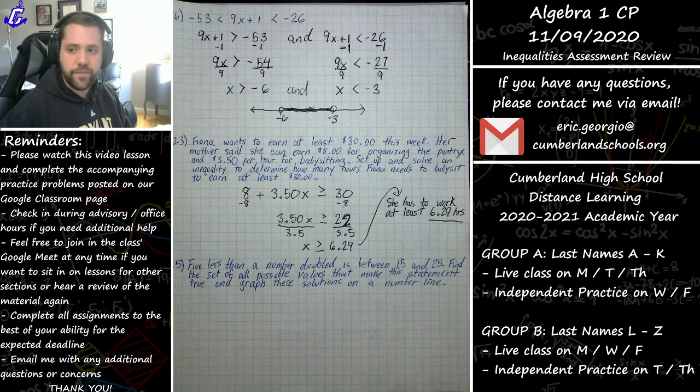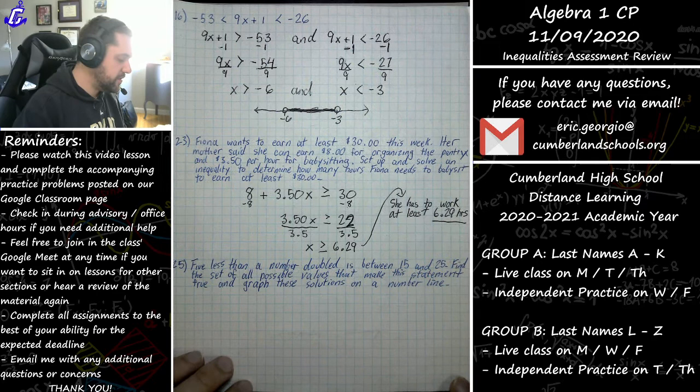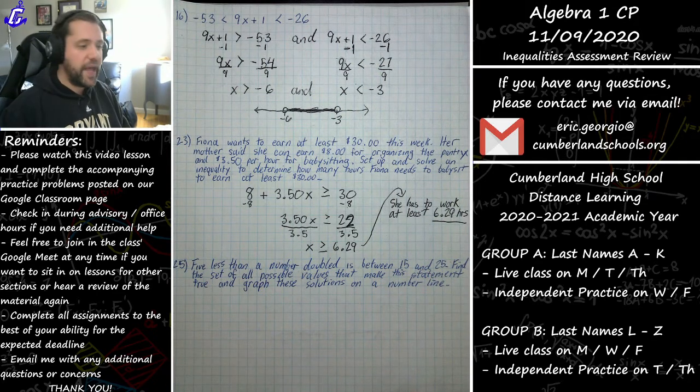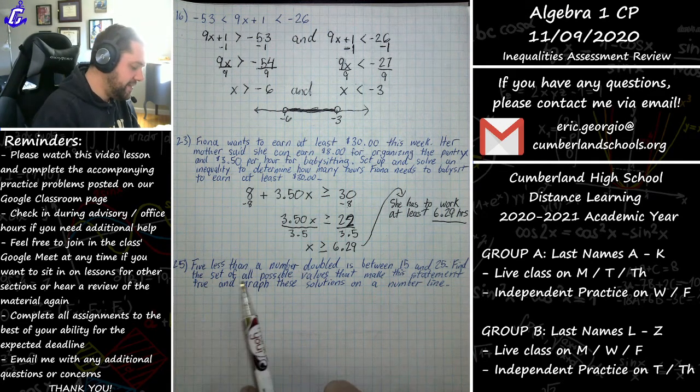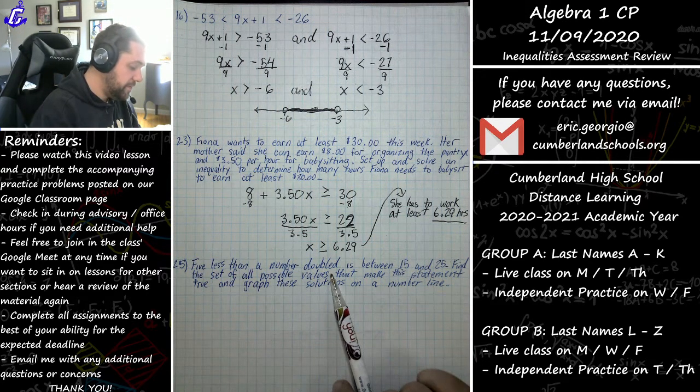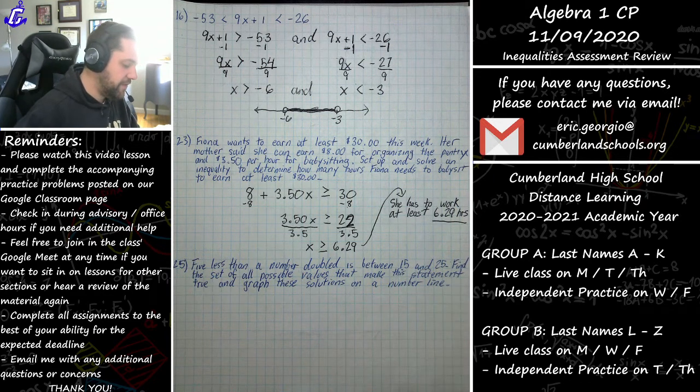All right. Hopefully that makes sense as to how that's done. Last but most certainly not least, problem number 25. I love these problems where we have to dissect a sentence and figure out how to translate a sentence into math. It says 5 less than a number doubled is between 15 and 25. Find the set of all possible values and graph the solution.